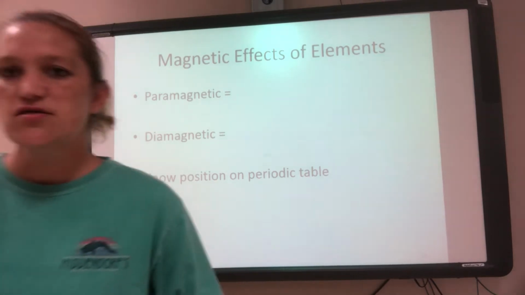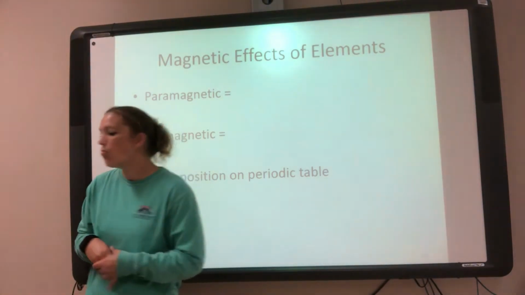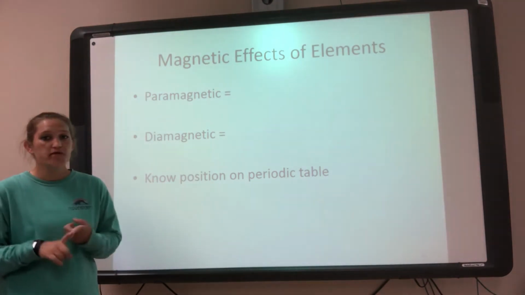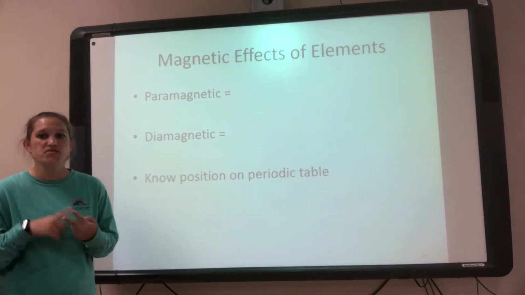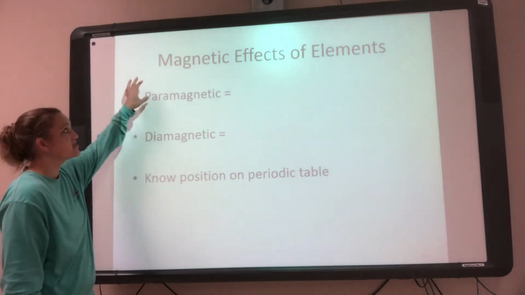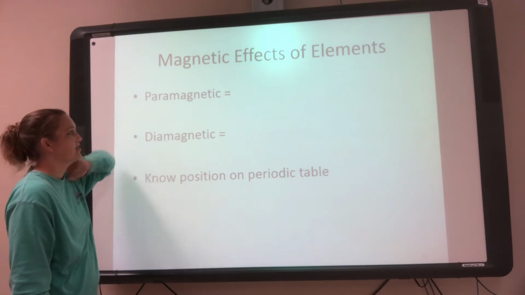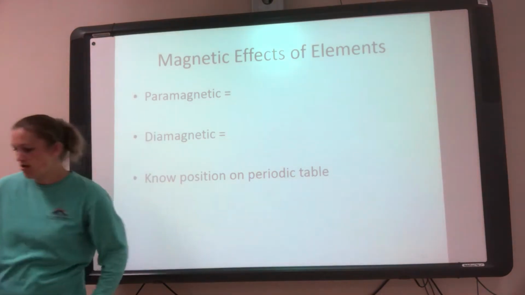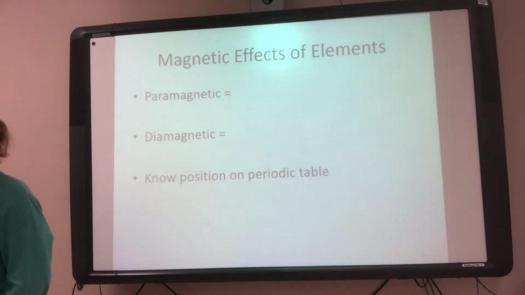So now that we kind of talked about how to write electron configurations, what is one thing that these electron configurations tell me? They tell me where all the electrons are located, but it also tells me some properties about the element. So it's going to tell me how that element is going to behave in regards to a magnet. And so the element's either going to be paramagnetic or diamagnetic.